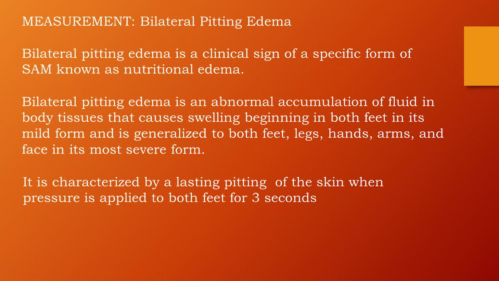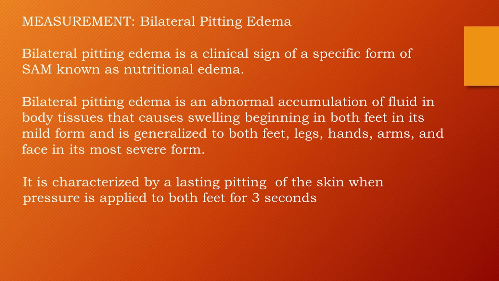So, bilateral pitting edema is a clinical sign of a specific form of severe acute malnutrition. It is a clinical sign, no doubt, but what should it indicate? It should indicate nutritional edema, SAM with nutritional edema, not just any other disease. Bilateral pitting edema is an abnormal accumulation of fluid. What is pitting edema? There is an abnormal accumulation of fluid in the body tissue that causes a swelling.